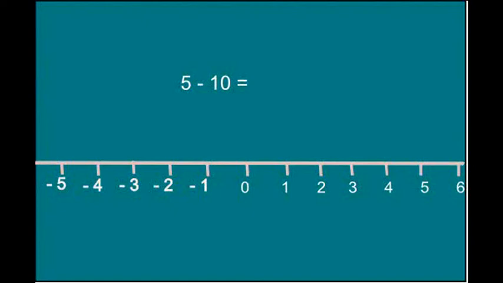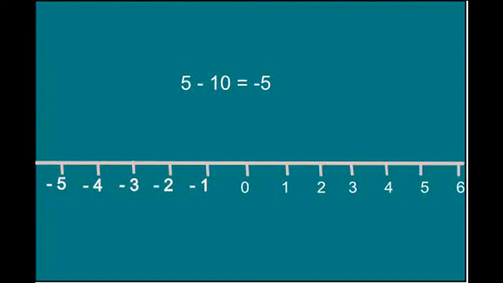So let's go back to our sum, 5 minus 10. So we start at 5 and we move back 10 in the reverse direction. And we come to minus 5. So we can think of it as the minus sign reversing whatever comes next.